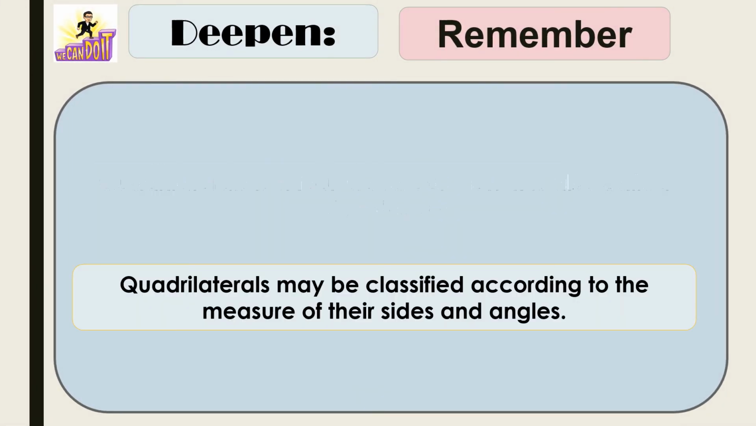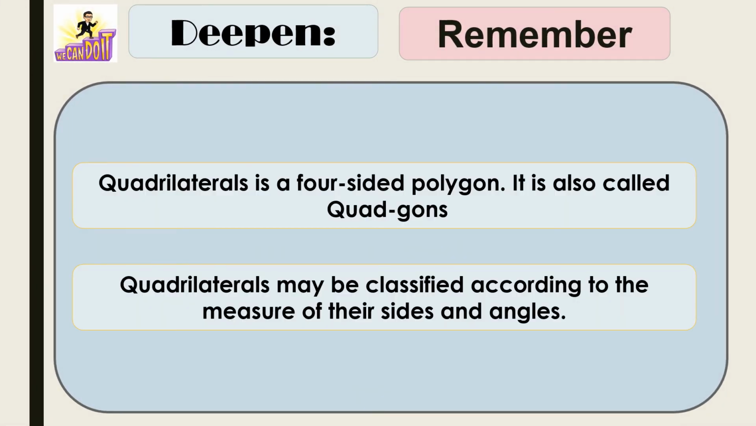So remember, a quadrilateral is a four-sided polygon and is also called a quadgon. And quadrilaterals may be classified according to the measure of their sides and angles.